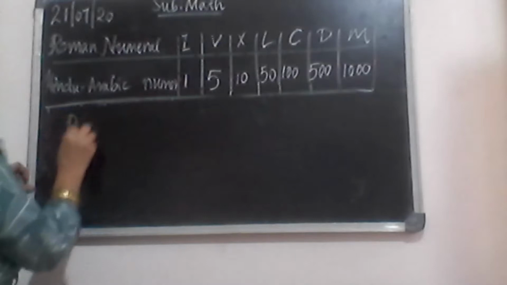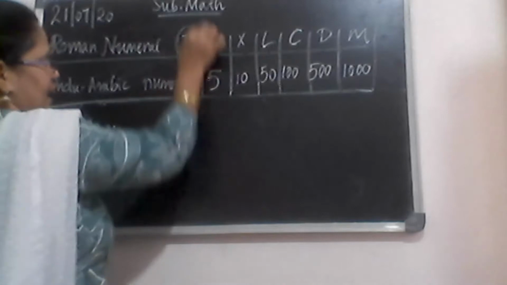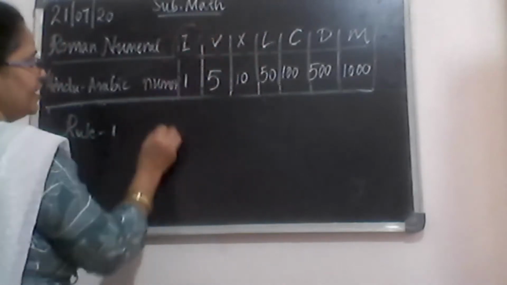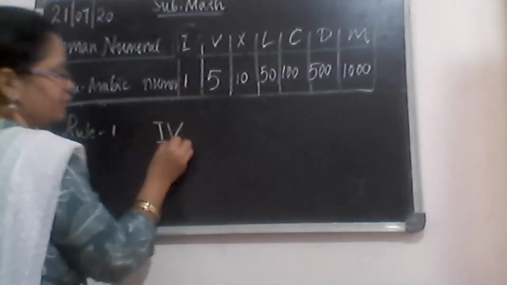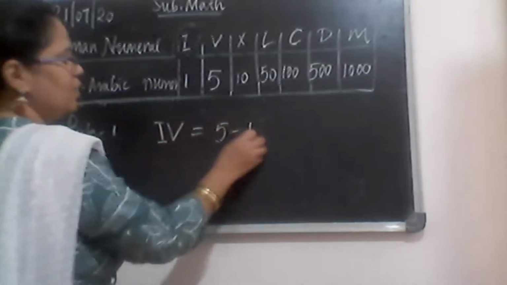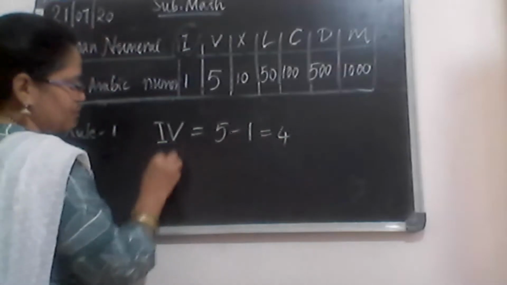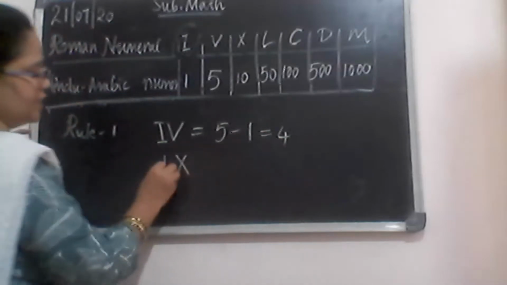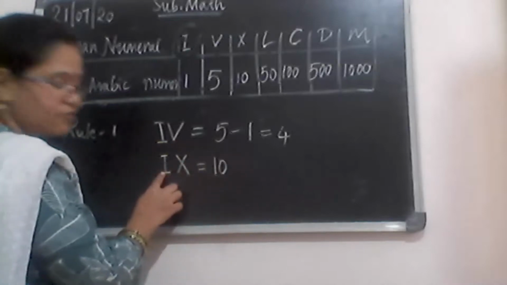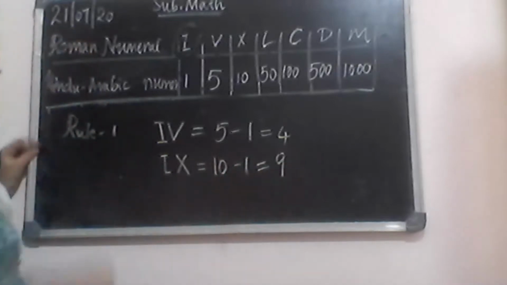So again I'll revise rule number 1. Rule number 1 says that if I write a smaller symbol before the larger symbol, it will get subtracted. So 5 minus 1 is 4. Take one more example, X. Before that I wrote I, a smaller symbol. X is 10 and I is written before it, so you subtract it. The answer is 9. This was your rule number 1.